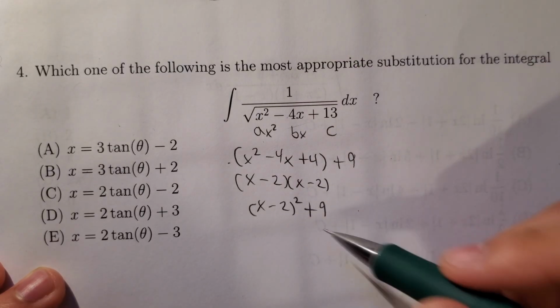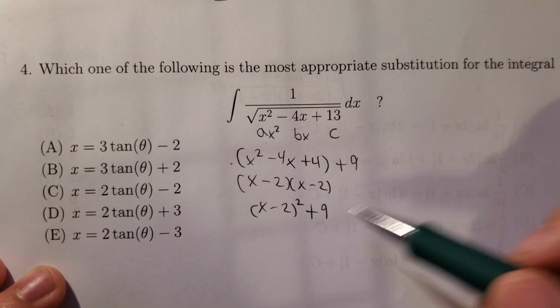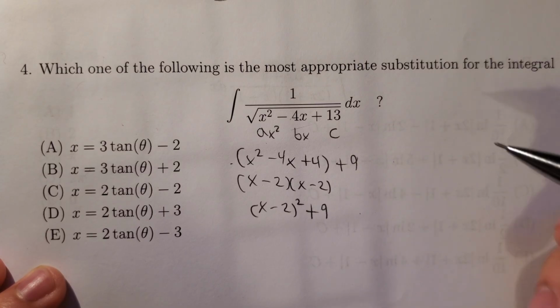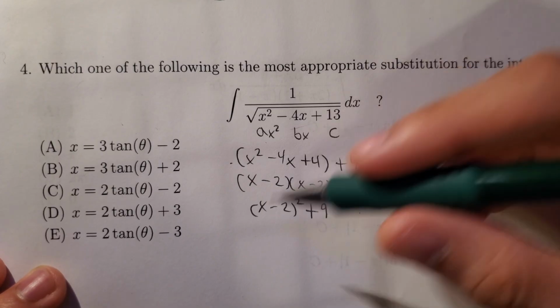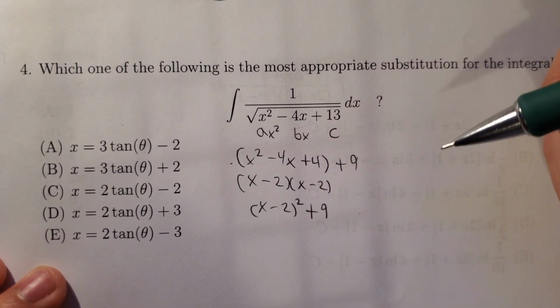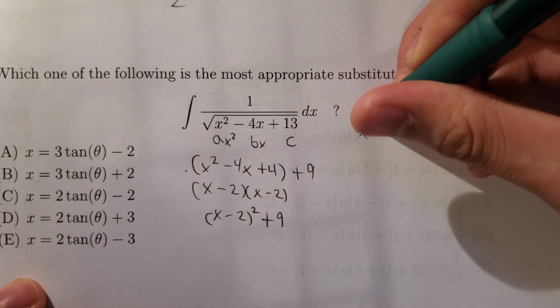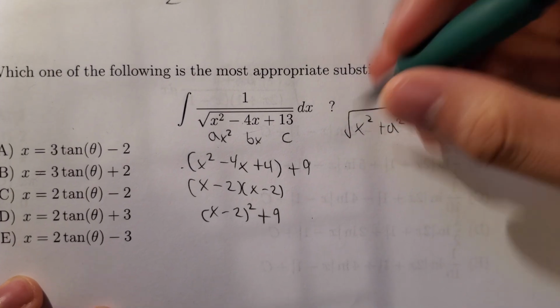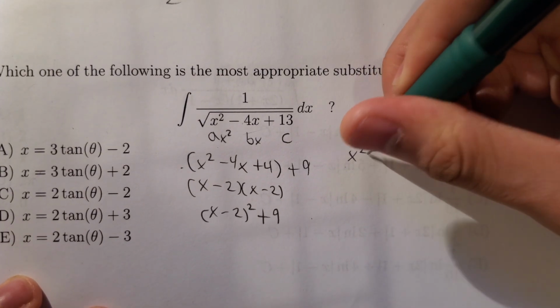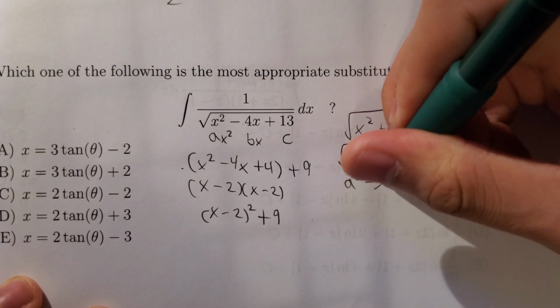But now this looks a lot more like the general forms of when to use a trig substitution. 9 would be equal to a squared. And then this x minus 2 term is similar to the x squared part. So you'd have the square root of x squared plus a squared, and then x squared minus a squared, and then you'd also have a squared minus x squared.